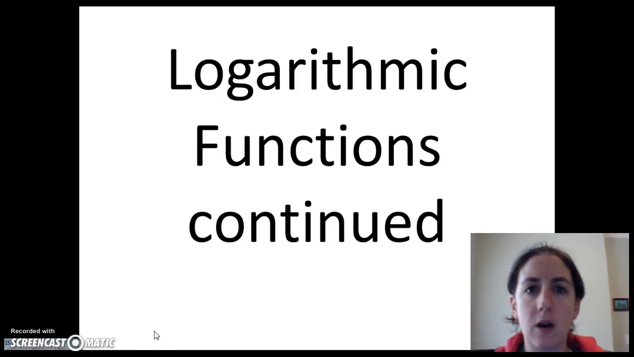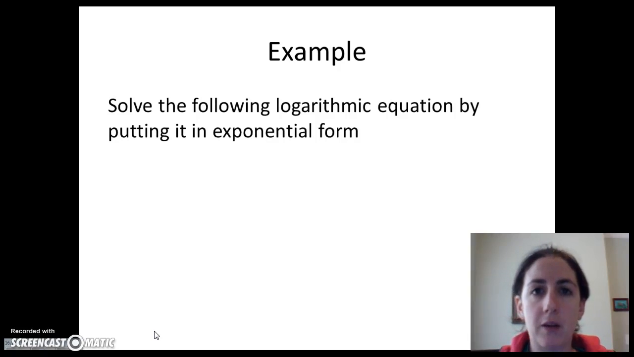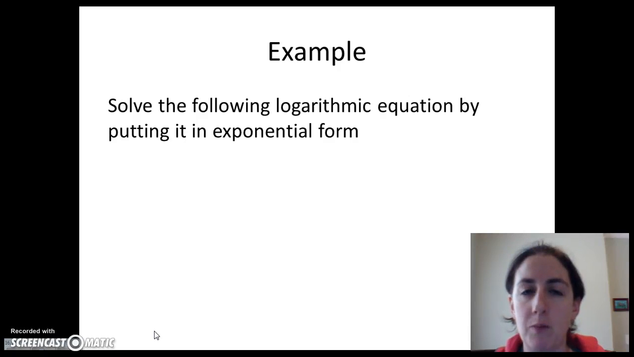Hi, we're going to continue our section on logarithmic functions. So we'll start with another example using those elementary properties of logarithms. We're going to solve an elementary logarithmic equation by turning it into an exponential expression.